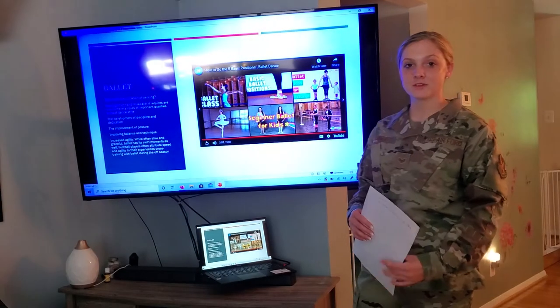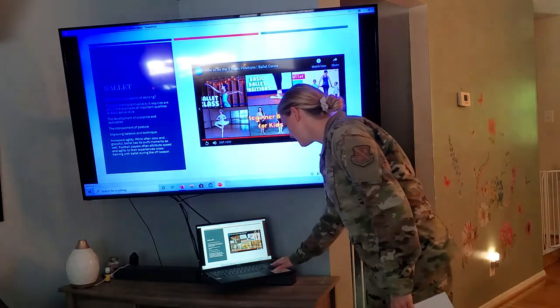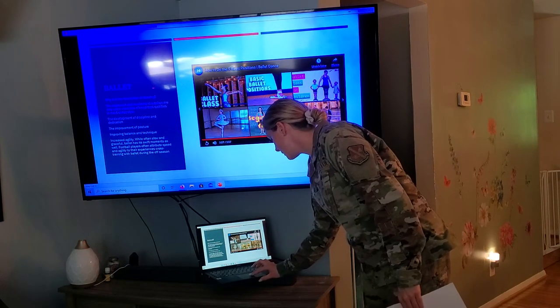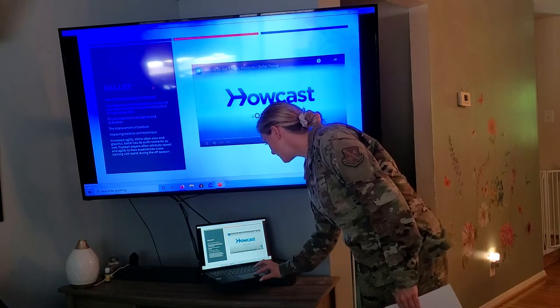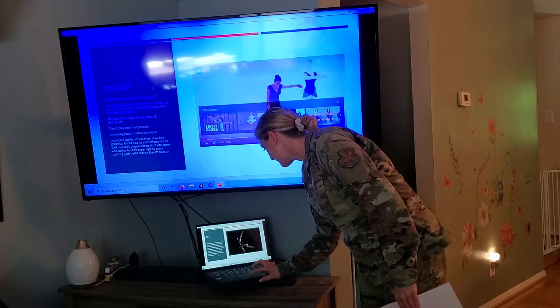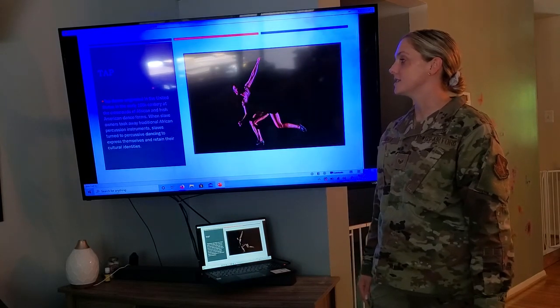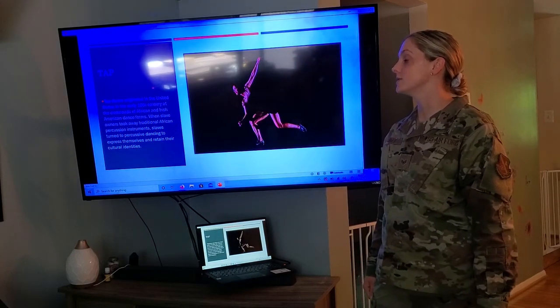Now that we've gone over ballet, now we're going to be looking at a different type of dancing style. And that is going to be... Hold on one moment. Tap dancing.